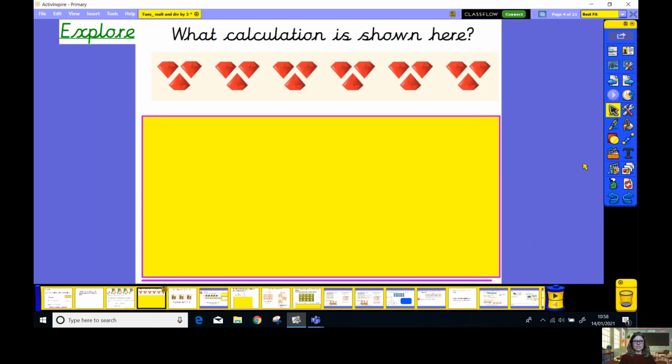Let's have a look at another representation. Here we have this calculation, and this time I have some rubies. I have got 3 rubies in each group, and I have 1, 2, 3, 4, 5, 6 groups of rubies. Can you write a calculation down to show this?